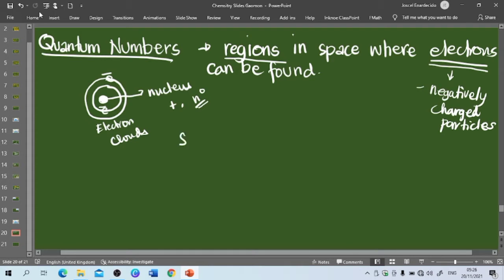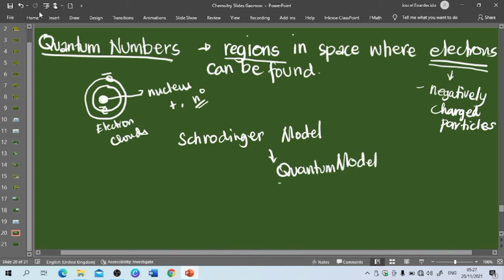Now, in the model of Schrödinger, he called this model the quantum model. Now, in his quantum model, there are four quantum numbers.